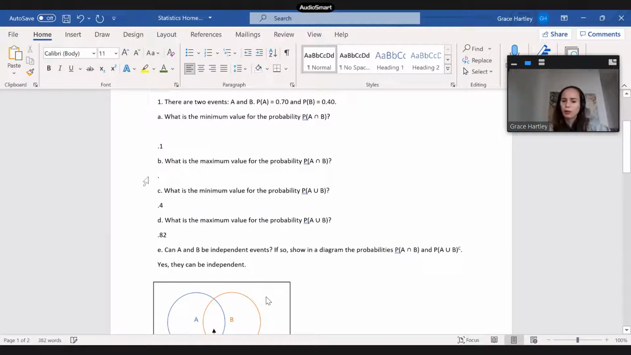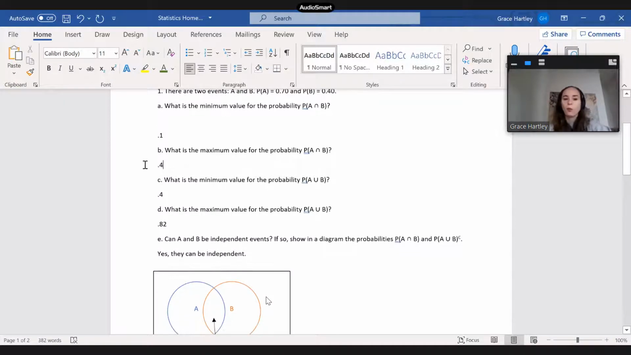Why is it not 0.7? I'm sorry, we're going slow here. So for part B, why is it not 0.7 if that's the larger of the two probabilities? Or, no, wait, it's the intersection. So the intersection is only 0.4 because it's within the broader 0.7. Okay, actually, that makes sense.